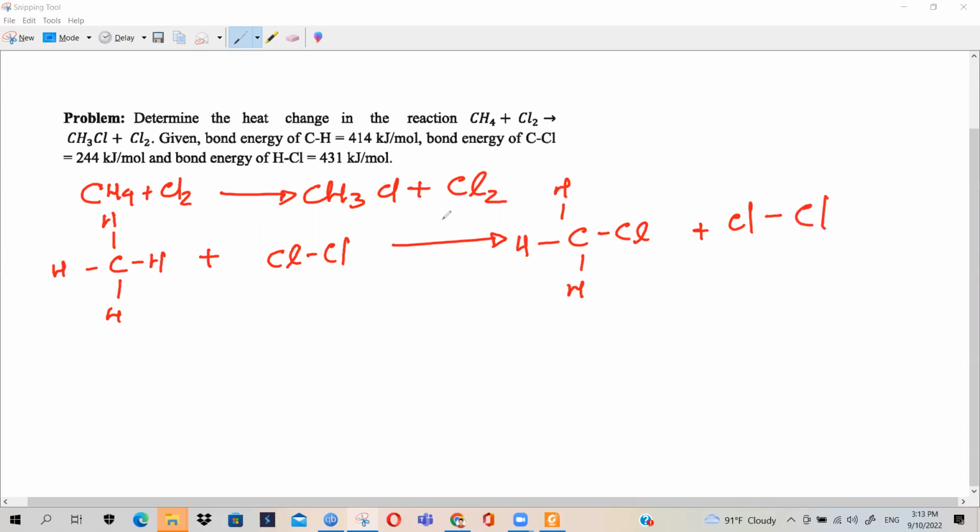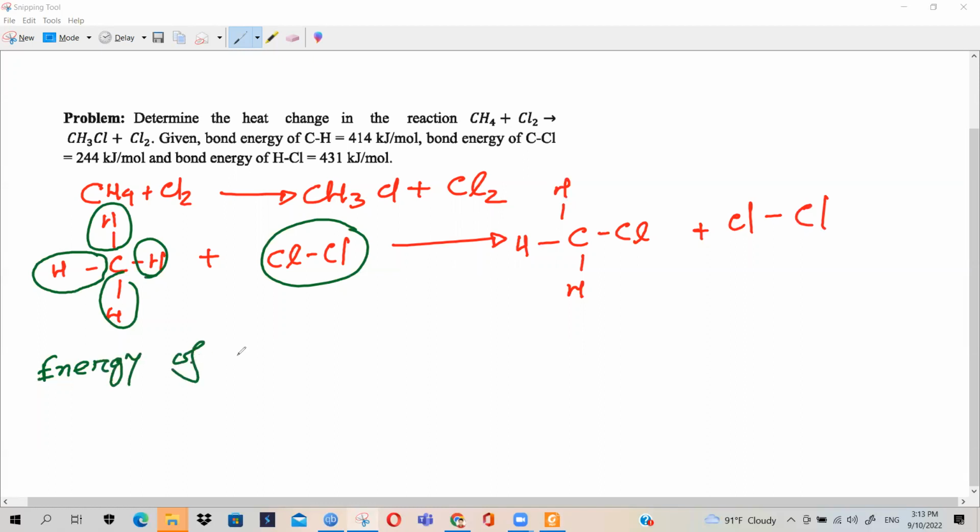Now see, on the left side, what have you got? We have 4 CH bonds, right? Is that correct? Yes. And 1 Cl bond. So the energy of reactants equals CH is 414, so 414 multiplied by 4 plus ClCl. They haven't given ClCl. Actually ClCl won't be needed because ClCl will be canceled out as well.